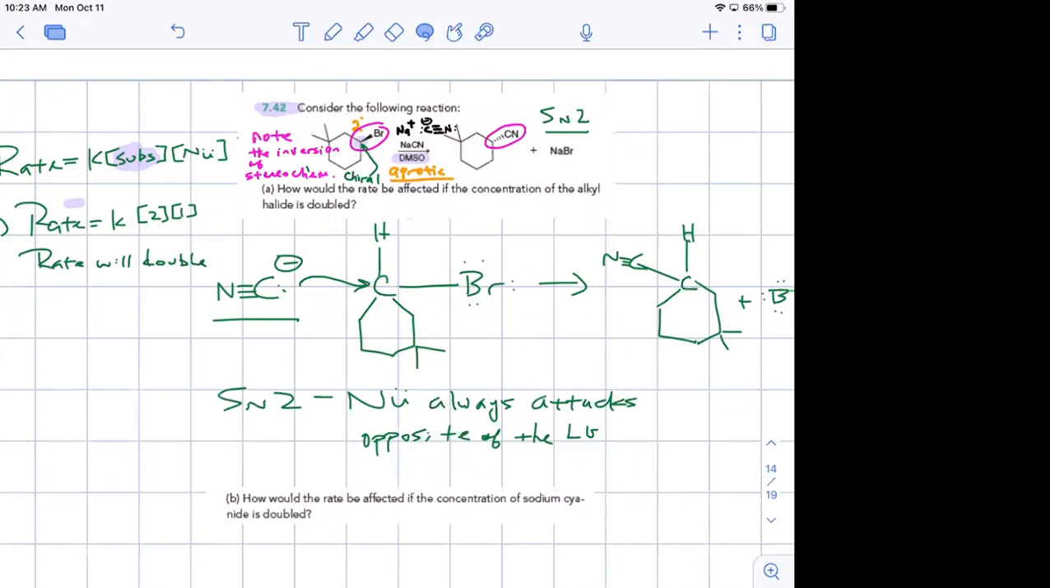Okay, so I was asking, should we always draw it, because the nucleophile is right next to the leaving group in the beginning, to show that it's always on the opposite side?